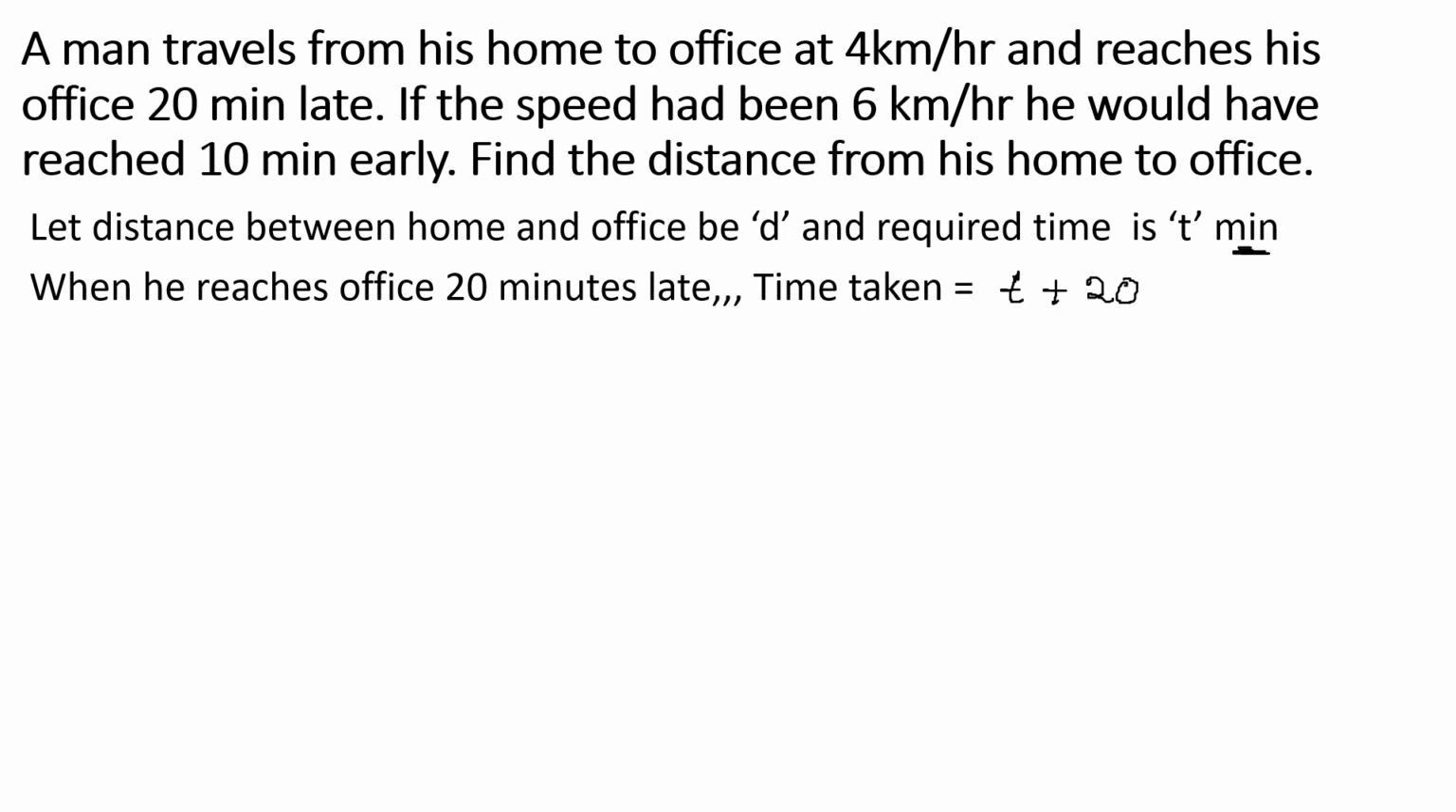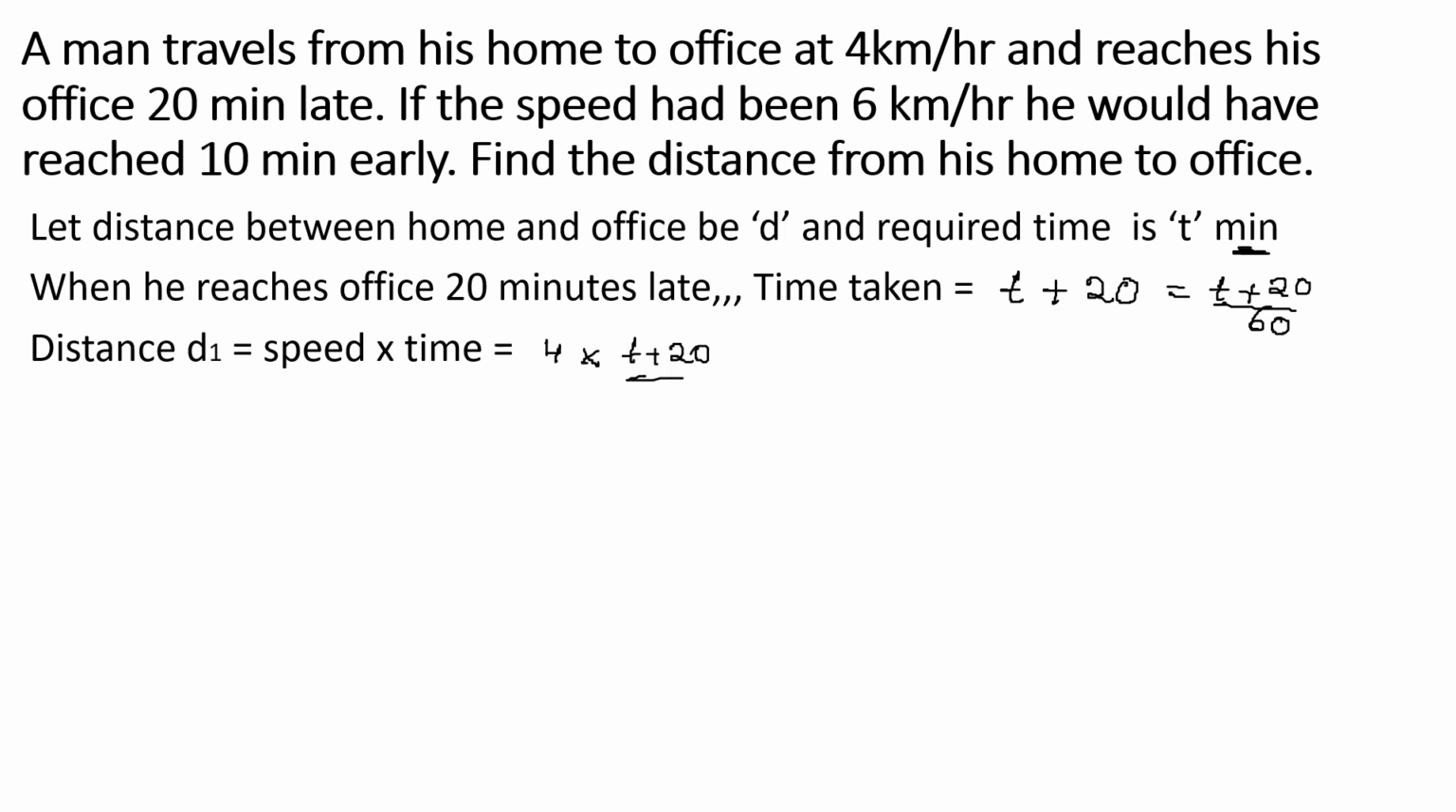So time taken from office to home, home to office is T plus 20. Then distance, we'll consider it as D1, speed into time. What was the speed? 4 km per hour into, this time is in terms of minutes. So if you want to convert into hour, it will be T plus 20 divided by 60. So distance will be 4 into (T plus 20) divided by 60. Put bracket here. Now, case 2.